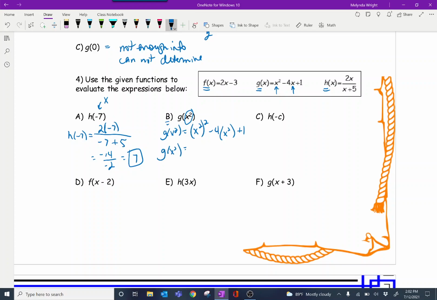So let's see, x squared squared, power to power, would be x to the fourth, and then minus 4x squared plus 1. And so that would be our new function g of x squared.